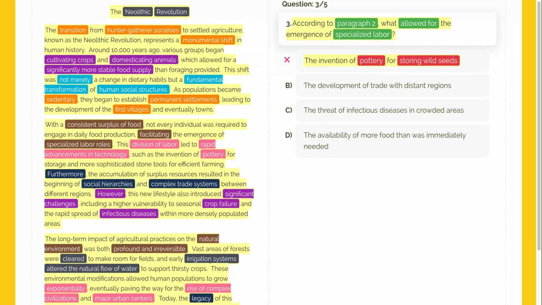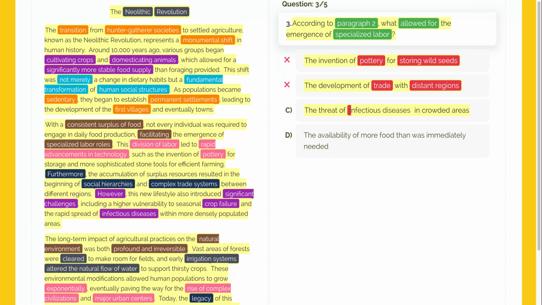This option is incorrect. Here's option B. Let's break it down. The development of trade with distant regions. This choice talks about trade with distant regions. While trade systems did develop, the passage lists trade as a consequence of having a surplus, just like specialized labor. Trade didn't allow for specialized labor. Rather, they both came from the same source. This option is incorrect.